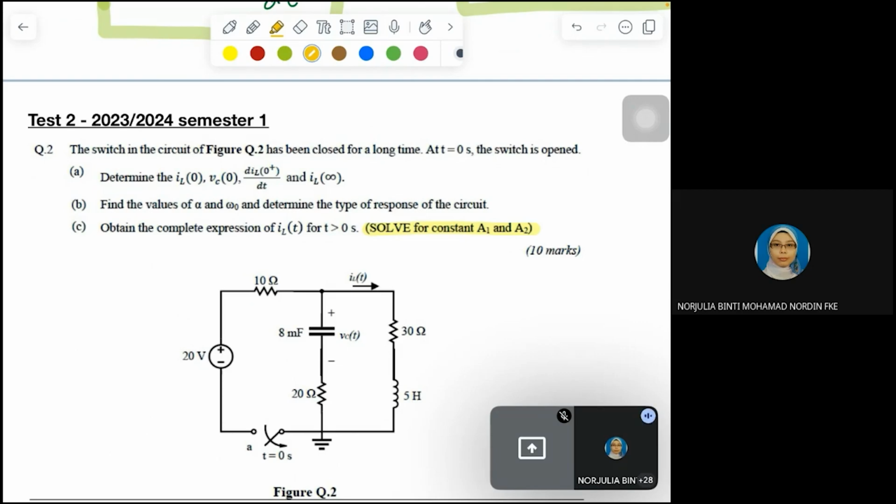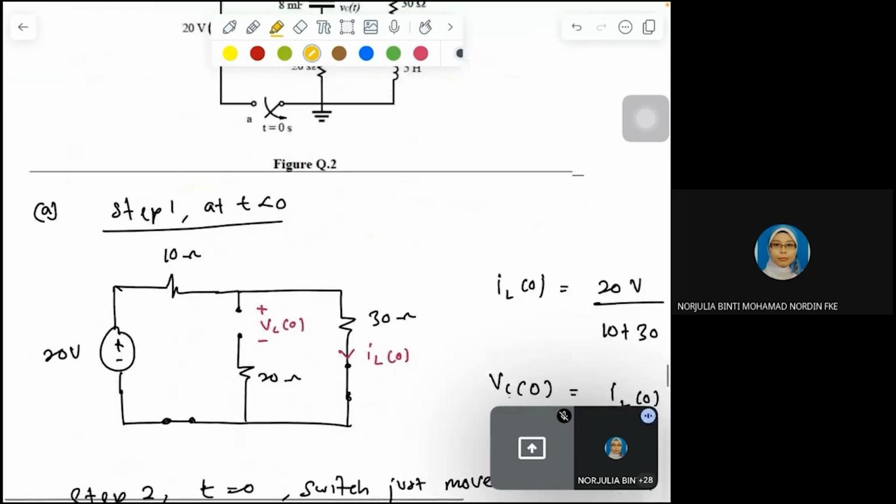So let's look at question 2A. You need to calculate or determine these 4 items: the initial value of current, the initial value of voltage, and the derivative initial value, as well as the current final value. So let's solve this particular question.